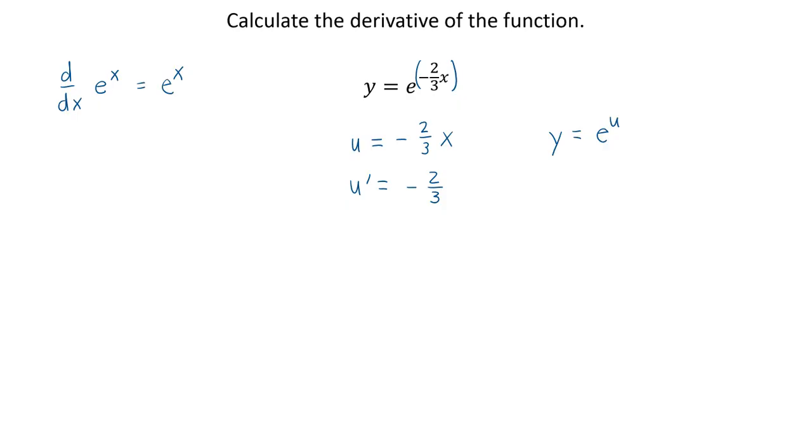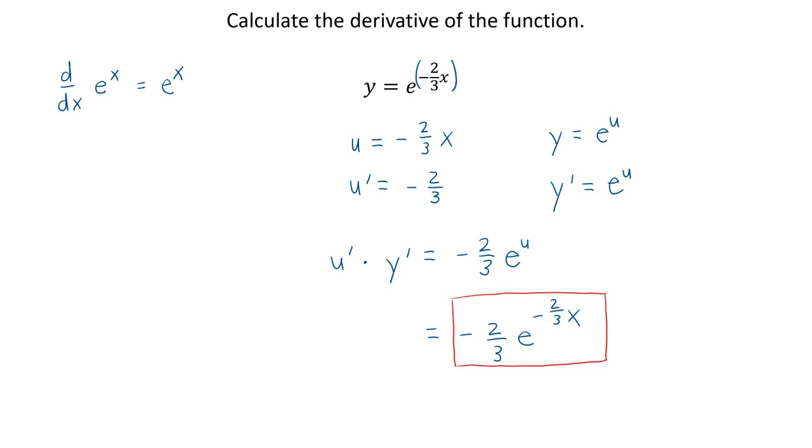And our y function is e to the u, since u is negative 2/3 x. And so y prime is e to the u. And applying the chain rule tells us that the derivative of this function is u prime times y prime. U prime is negative 2/3, and y prime is e to the u, and substituting back in negative 2/3 x for u gives us our final derivative of negative 2/3 e raised to the negative 2/3 x. So an easy way to remember how to apply the chain rule to the natural exponential function is that the derivative will always be the original function, in this case e to the negative 2/3 x, multiplied by the derivative of the exponent, negative 2/3.